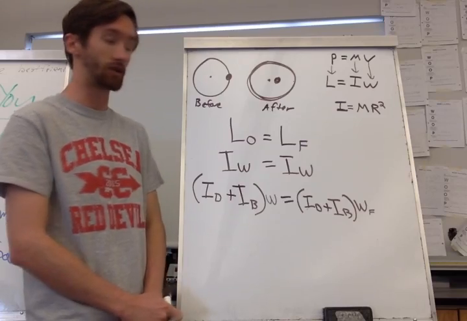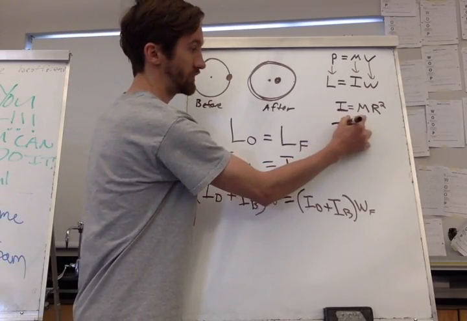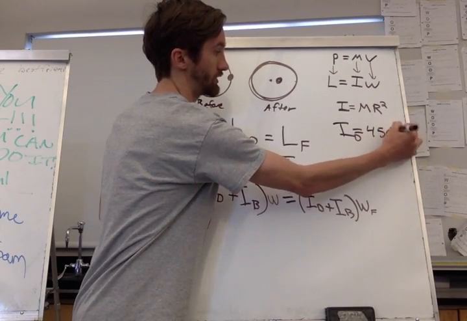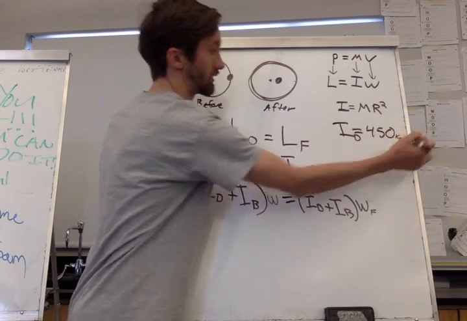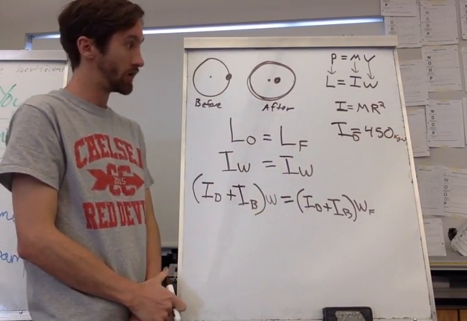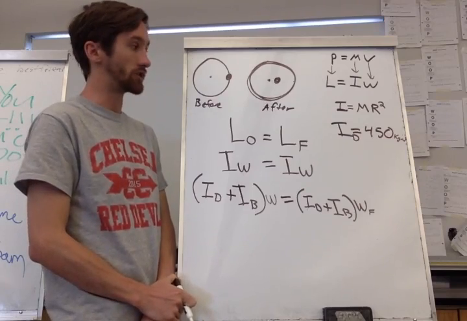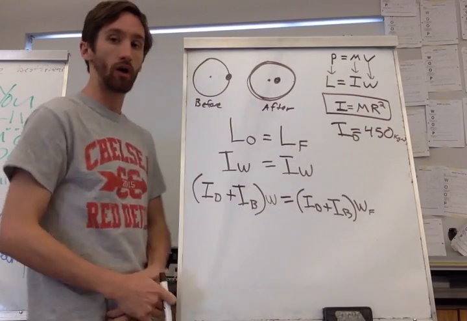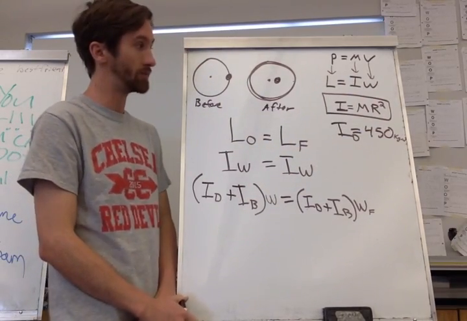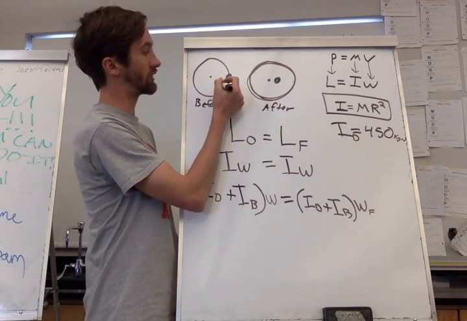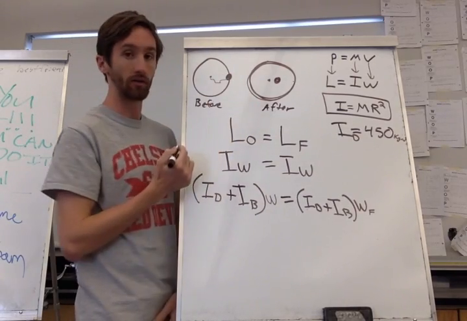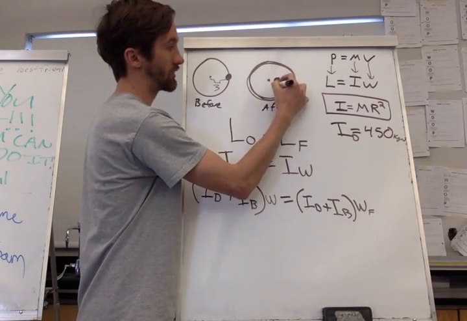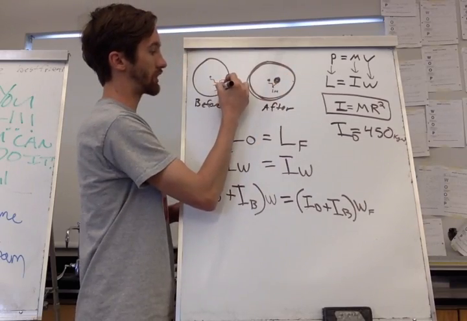Now the inertia of the disk is going to be the same in both situations. The disk does not change. And it actually should have been given in the problem that the inertia of the disk was 450 kilogram meters squared, so 450. What does change is the inertia of the bug, because we know that inertia is equal to mr squared. That's the mass of the bug, and r is how far the bug is away from the middle. So before, the bug was 3 meters from the middle. After, the bug is 1 meter from the middle.